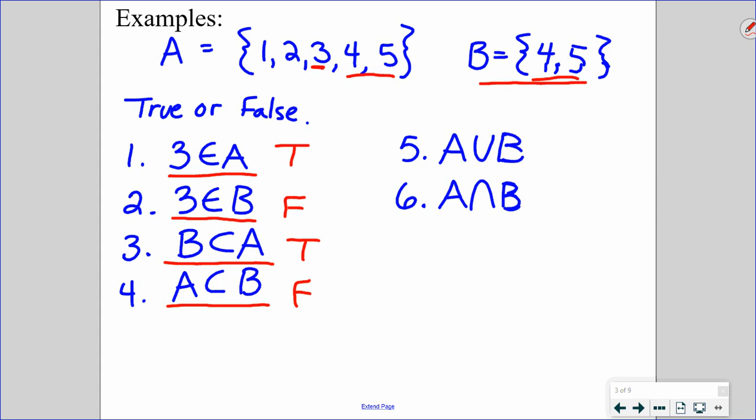So number 5, we want to find the union of set A and set B, which means we want to find the elements that are in set A or set B. So this one's pretty easy. We're just listing all the elements that we find in both sets. All right, number 6, we want to find the elements that are in set A and set B. This stands for the intersection of the two sets. So the only number that's in both sets is the number 4.